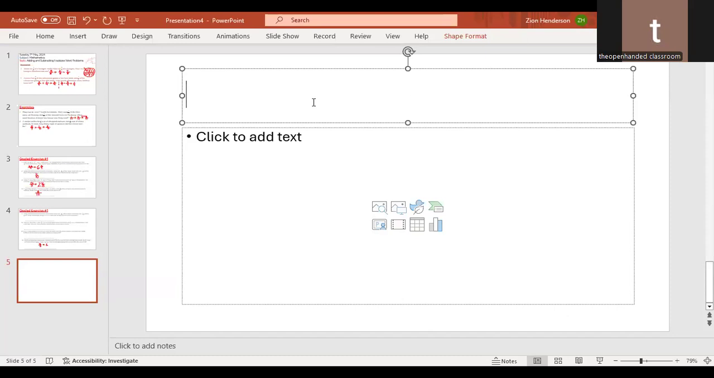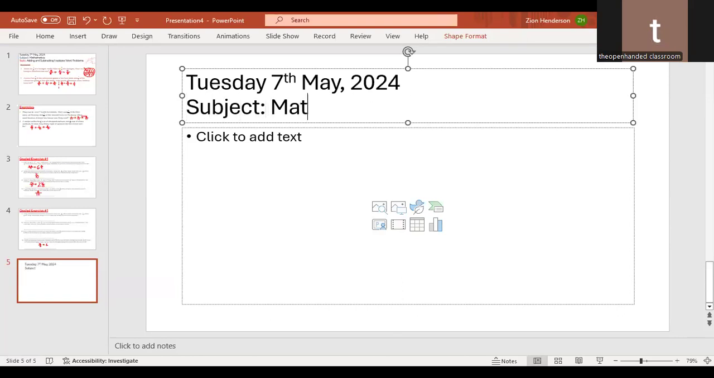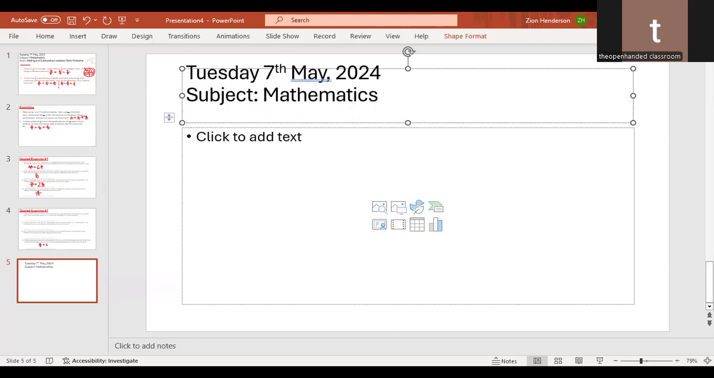Let's begin. Today is Tuesday, the 7th of May, 2024. The subject is, of course, mathematics, and we are just going over mensuration.